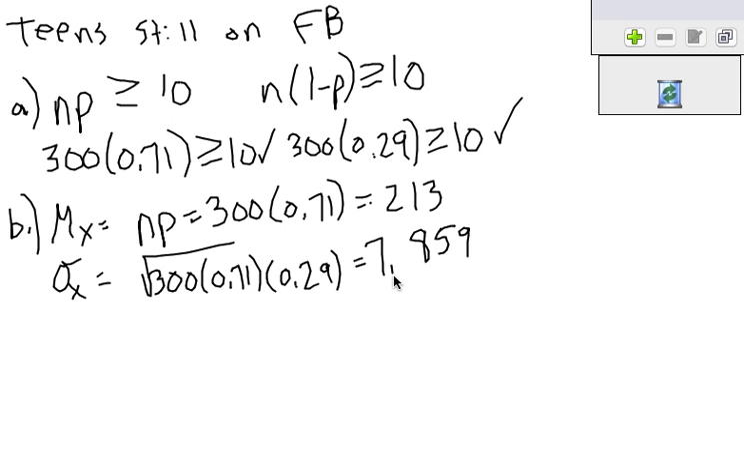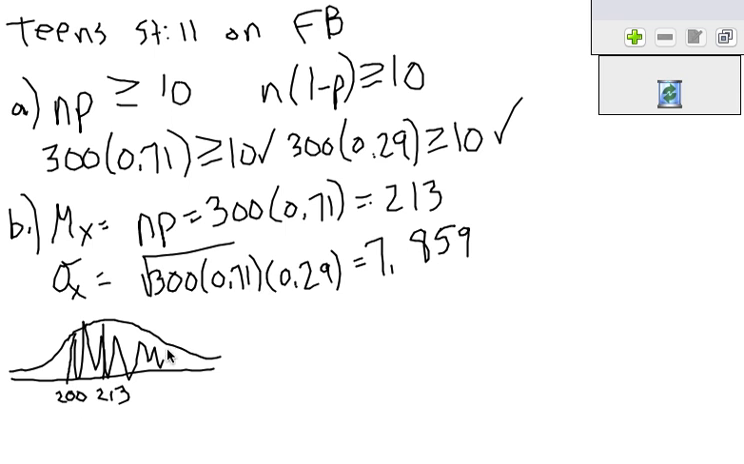And it wants us to calculate the probability that 200 or more teens use Facebook. So you've got your little normal curve, 213's in the middle, and we want 200 or more. Now that we're using a normal distribution, we are actually going to do normal CDF, not binomial CDF, because it specified to use a normal distribution.